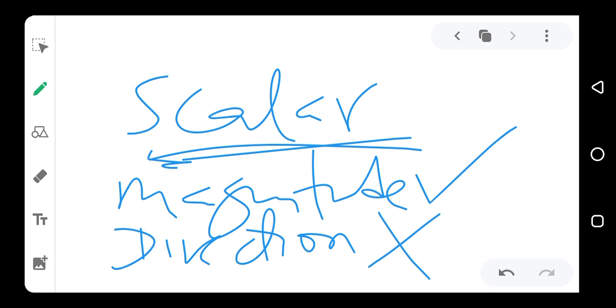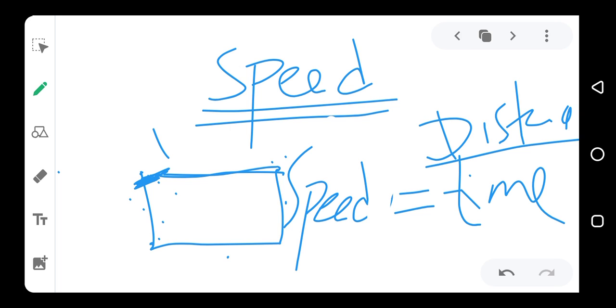Now the unit of speed is the same thing with the unit of velocity. Both of them are measured in meter per second.